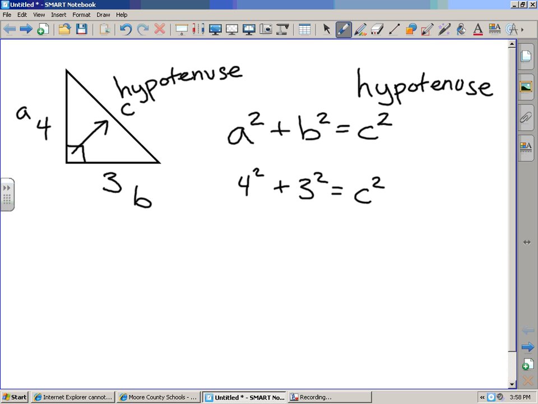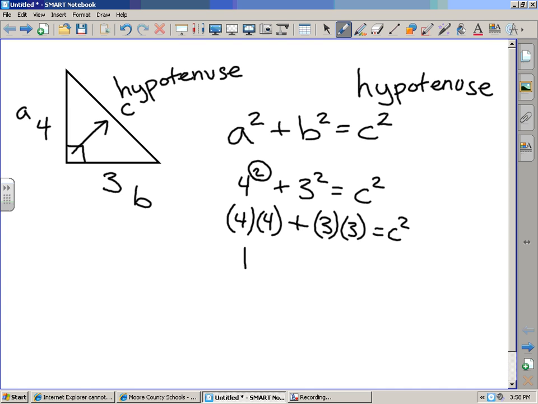Now I'm going to write out what 4 squared means. 4 squared means that you write the 4 2 times. So you multiply the 4 by itself. 3 squared means that I write the 3 twice. And I have a multiplication sign in between, represented by parentheses in this case.